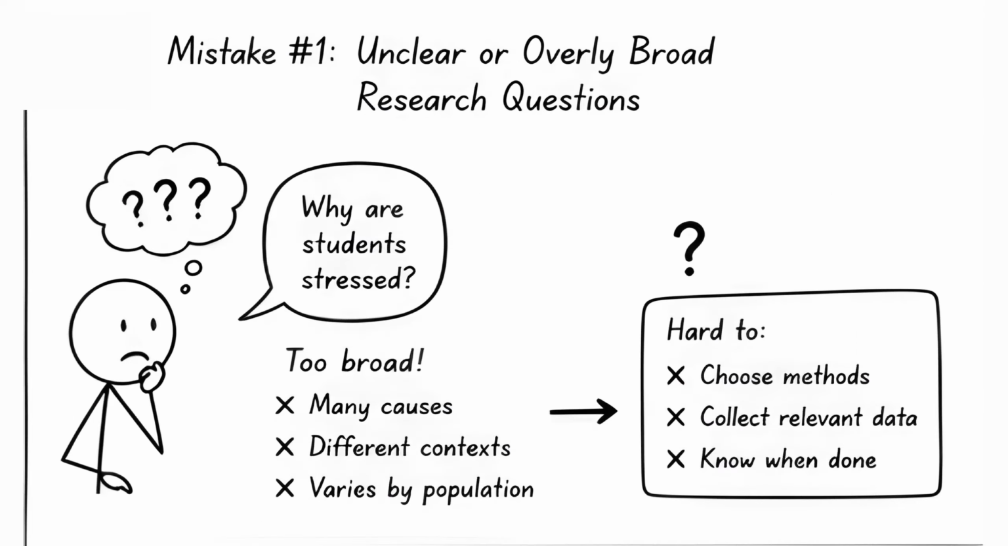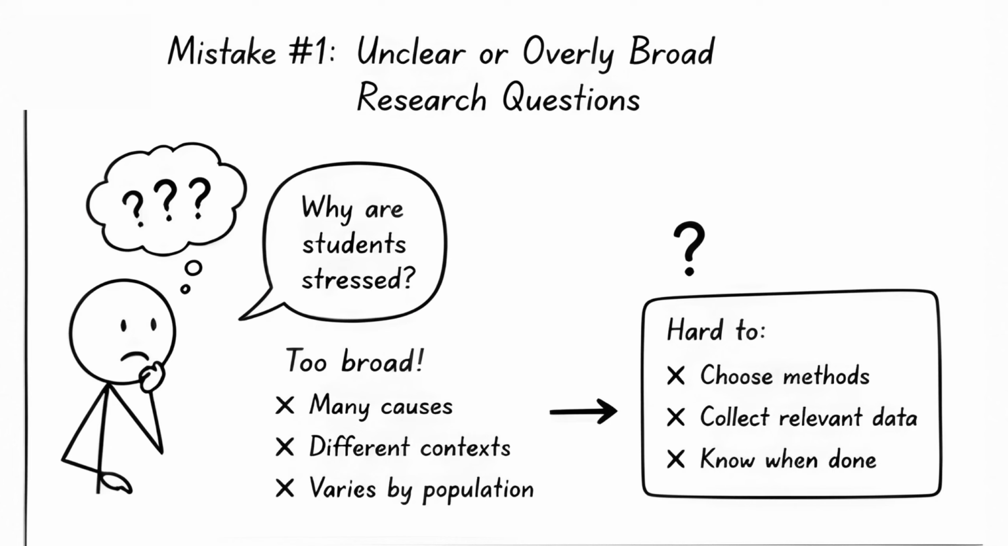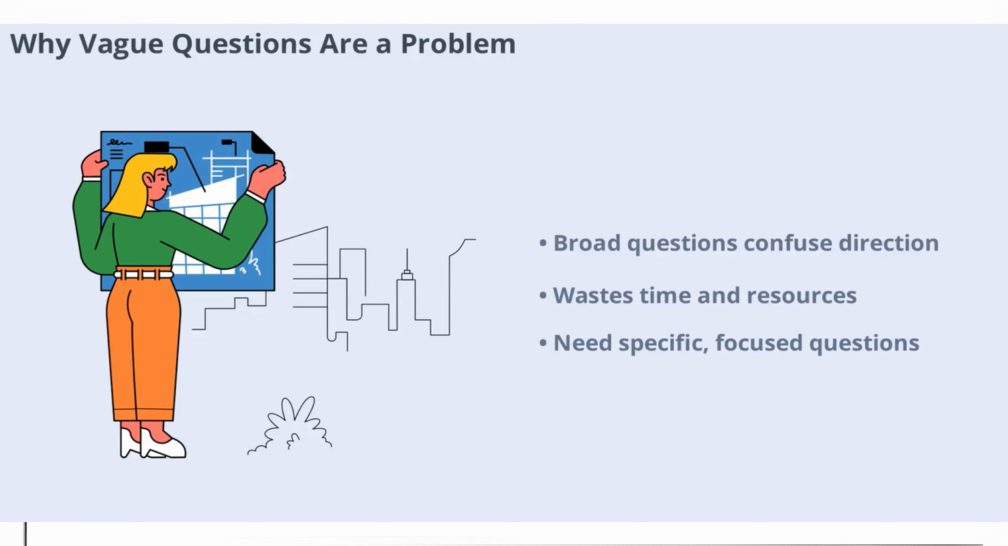The first mistake is unclear or overly broad research questions. One of the biggest mistakes is starting with a vague or overly broad research question. For example, a question like, why are students stressed? This question is too broad because stress has many causes, different contexts, and it varies by population. And why is this a problem? A vague question like this makes it hard for you to choose your research methods, collect relevant data, or even know when your research is complete.